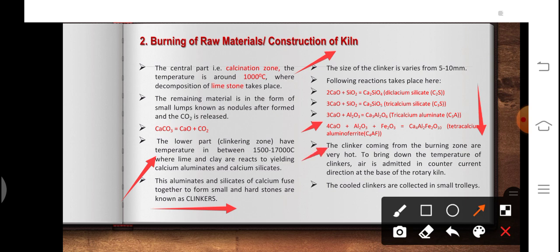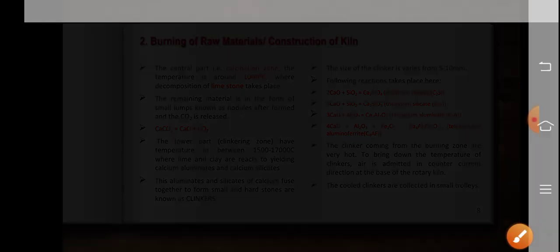Now these clinkers, which are formed in the clinkering zone, are coming from the burning zone. These are very hot. So to bring down the temperature of the clinkers, air is admitted in the countercurrent direction at the base of the rotary kiln. Since here the temperature was about 1500 to 1700 degrees Celsius, these clinkers are very hot. So we need to cool them. So the next process is cooling of clinkers.